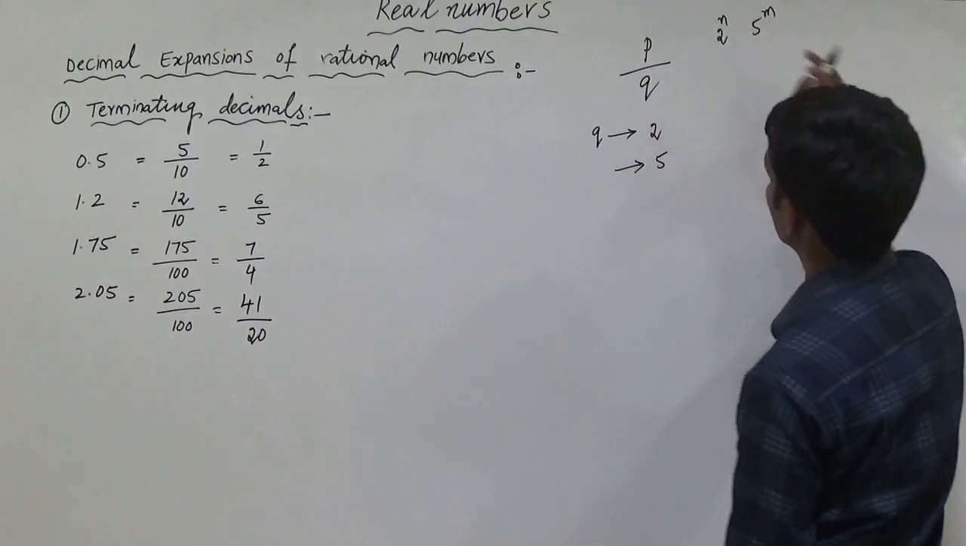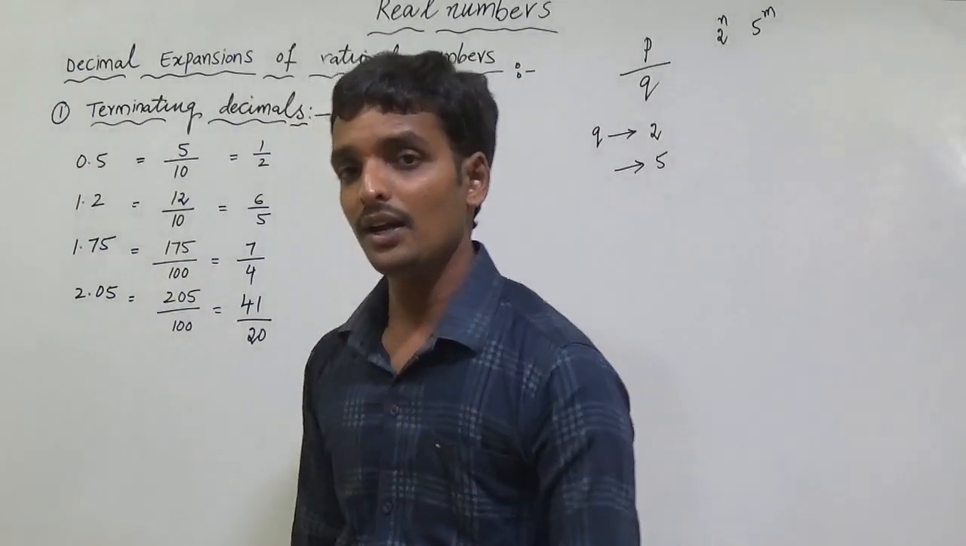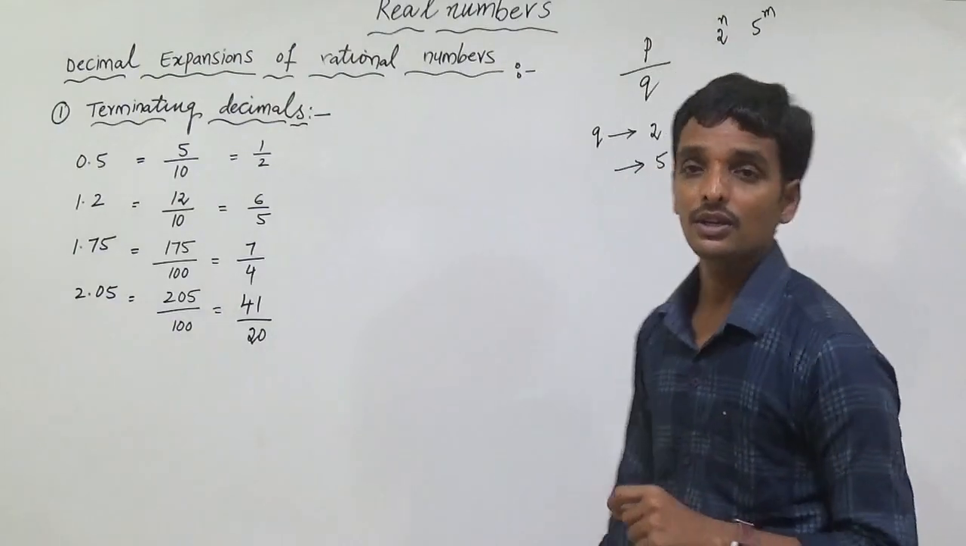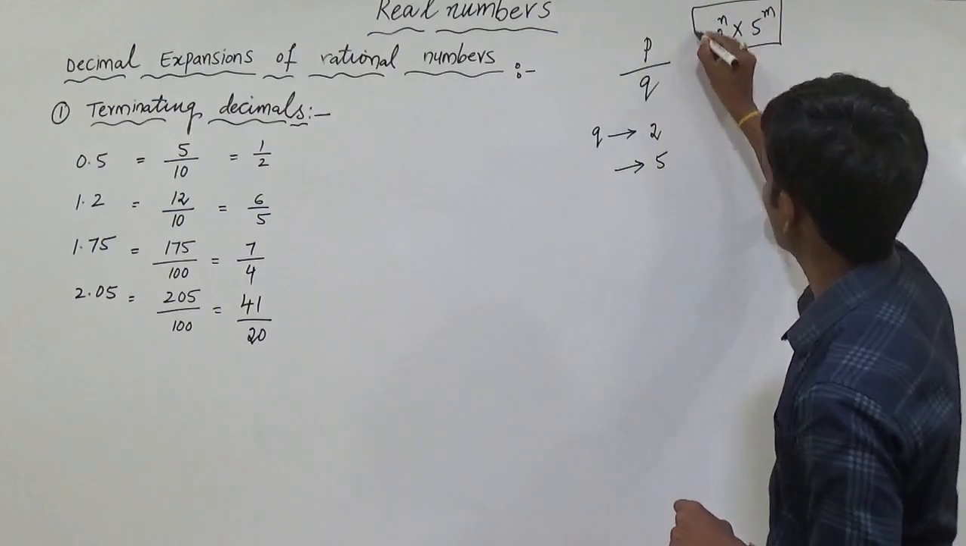Either the form of 2 powers, where the denominator has only 2's, or the denominator has only 5's, or their combination: 2 power n into 5 power m.